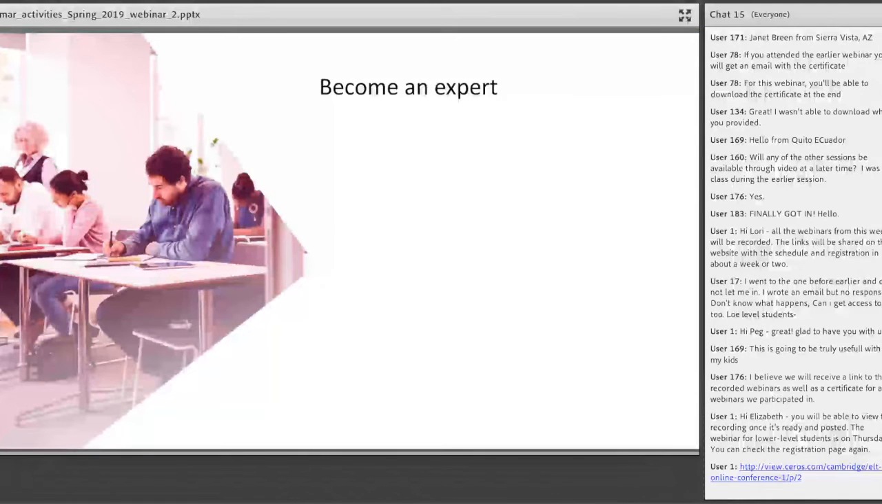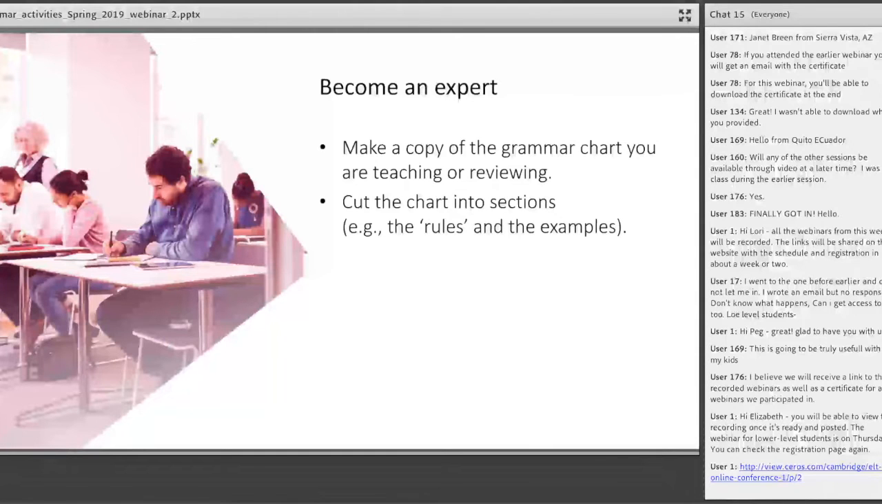So this first activity I call Become an Expert. And I'm going to actually show you this activity just like I showed you with the Tic Tac Toe after I explain it. So in this case, you're going to make a copy of the grammar chart that you're teaching or reviewing. And I think this is another point I want to make sure.